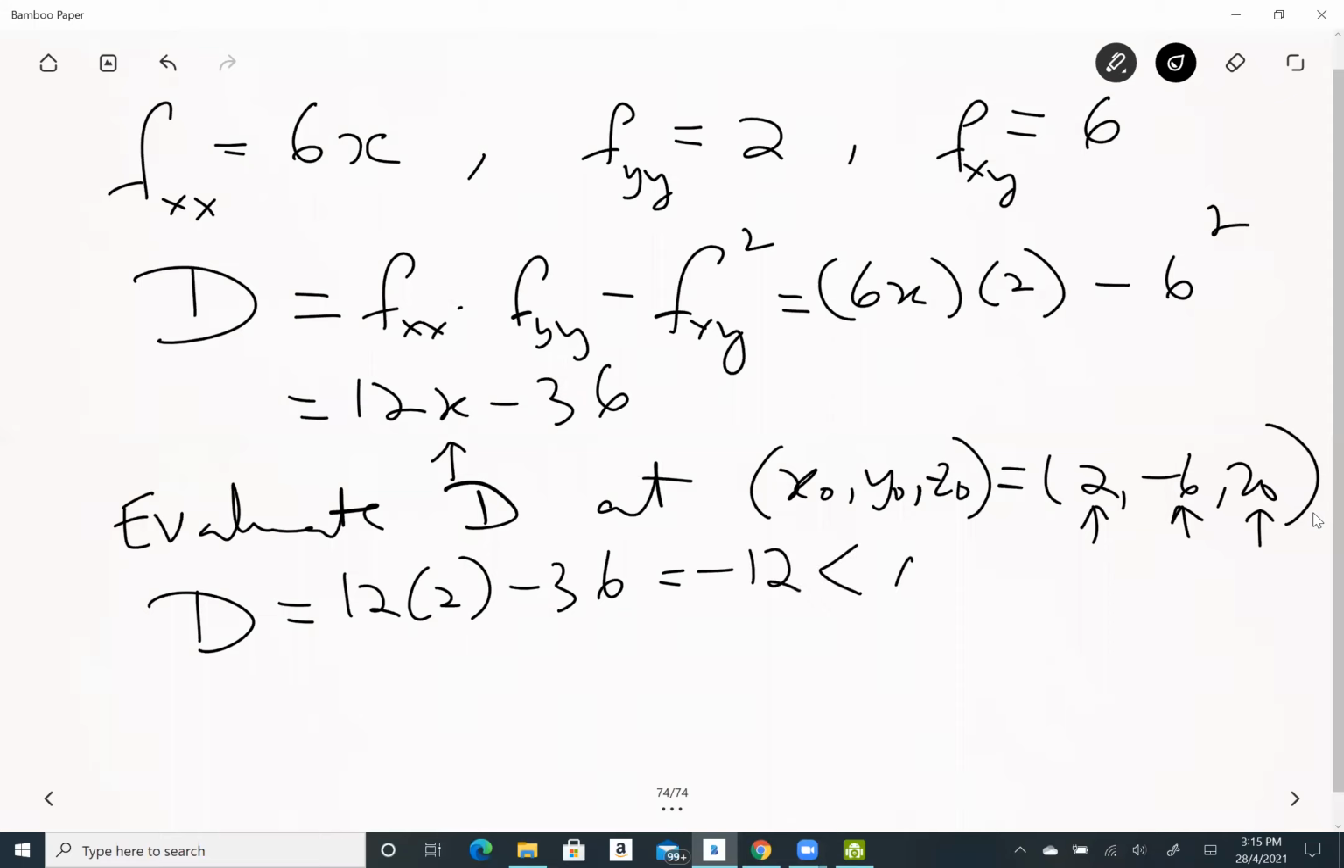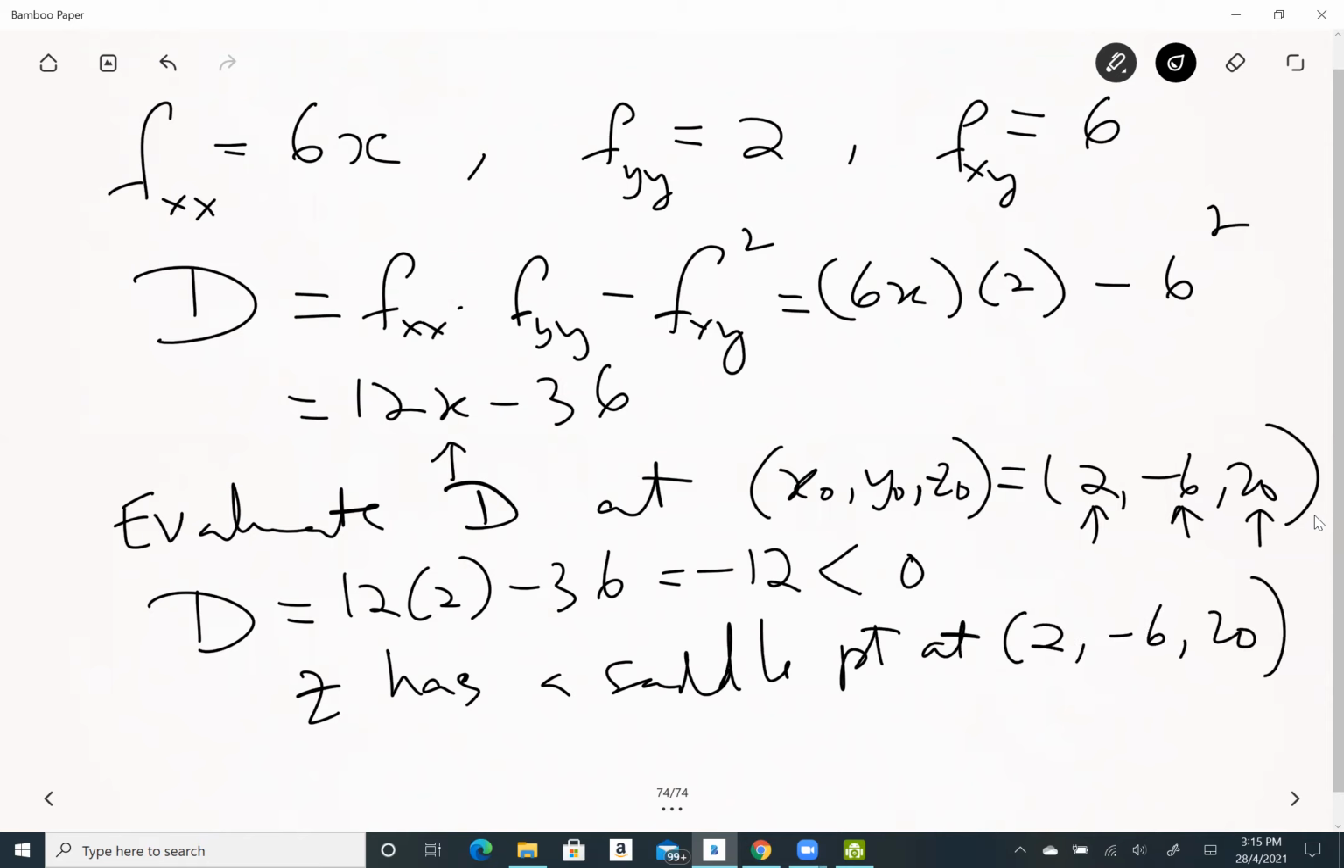So negative 12 is less than 0. The function has a saddle point. Okay, has a saddle point, so we stop there, at 2, negative 6, 20.